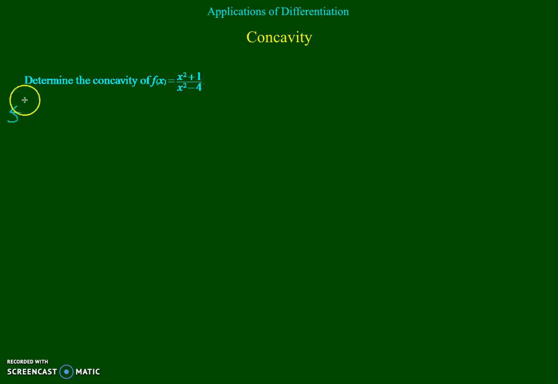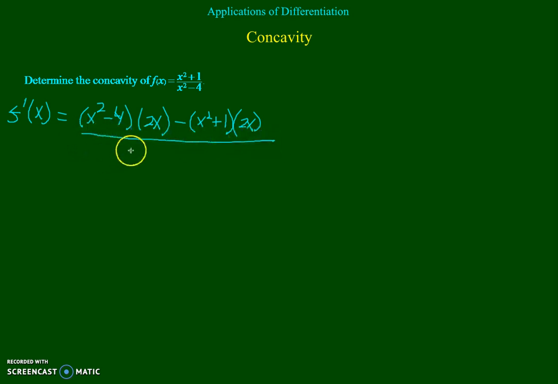So f prime of x is low, which is x squared minus 4, d high, derivative of the high, is 2x, and minus high, which is x squared plus 1, d low, which is 2x again. And that's all over low squared.